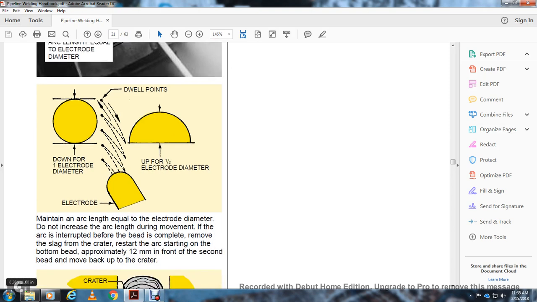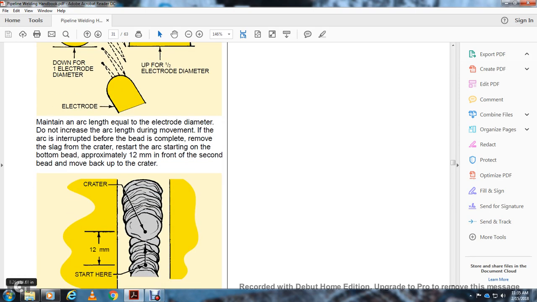Do not increase the arc length during movement, and do not interrupt the arc before the bead is completed. Remove the slag from the crater. Restart the arc at the bottom of the bead, approximately 20 millimeters in front of the second bead. Move back up to the crater and show the 12 millimeter start here.